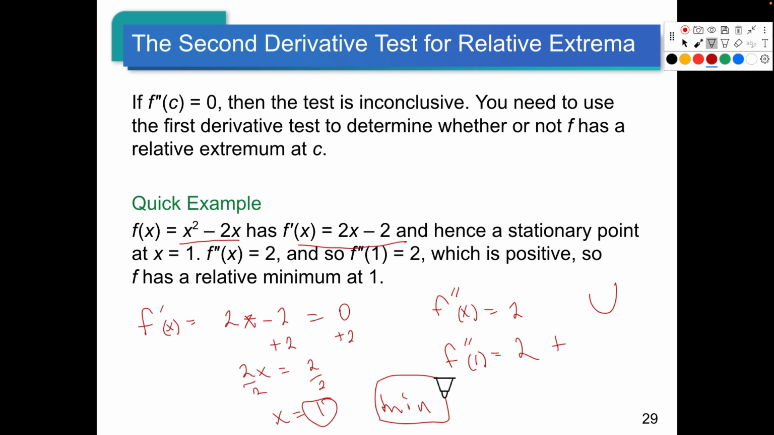Now, sometimes the second derivative does have an x value, so you plug it in and you calculate. But the thing we're interested in on the second derivative test is only whether it's positive or whether it's negative. The sign, let me put it that way. We're not interested in the value, we're interested in the sign.